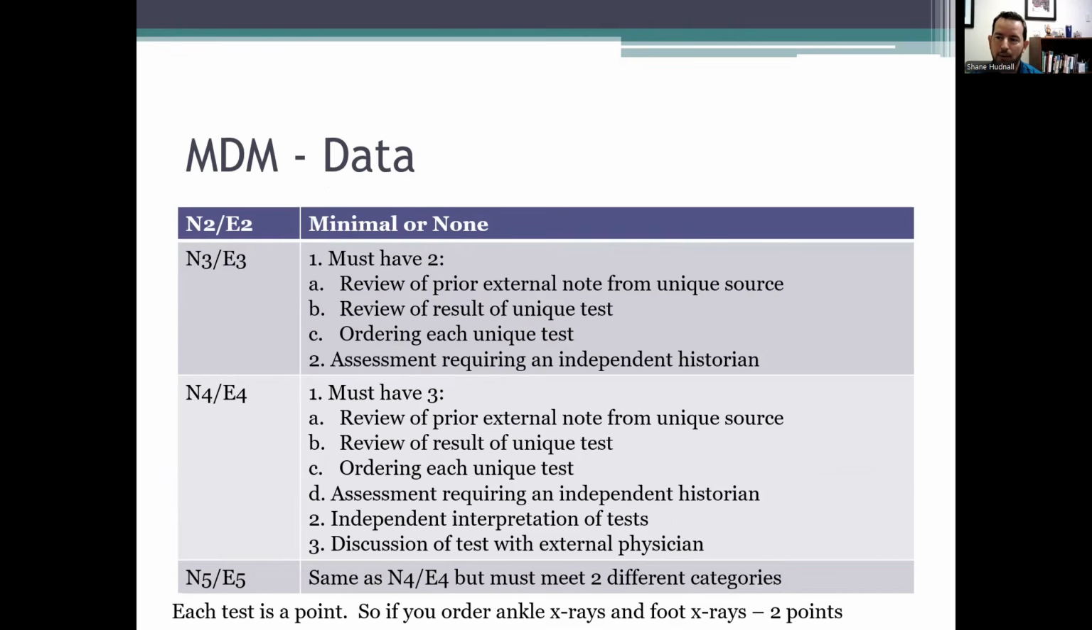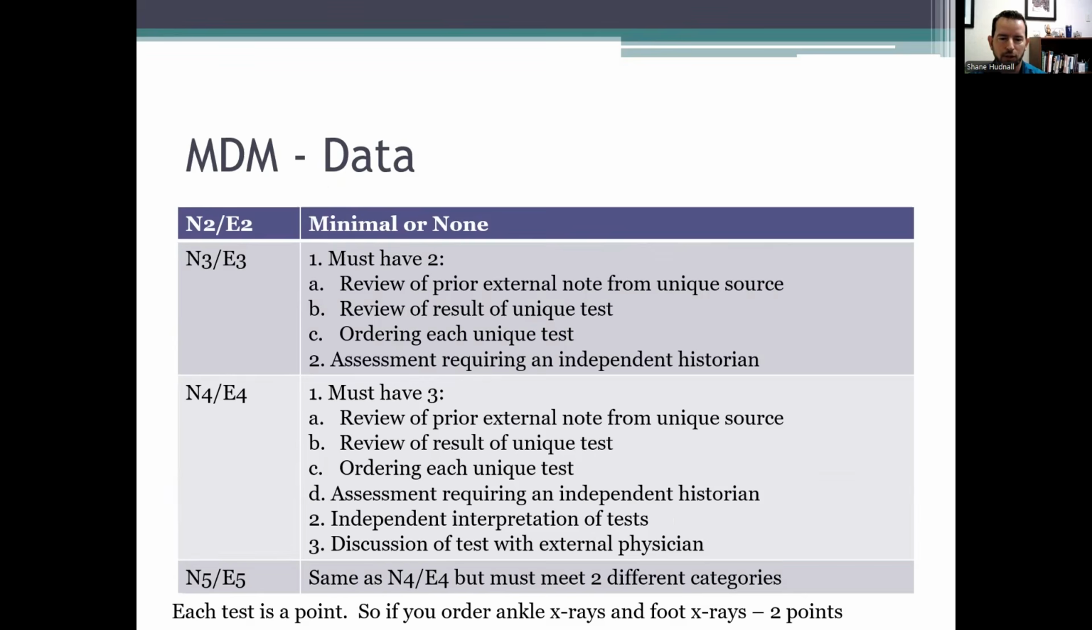There are two other things that would automatically get you a level 4. So if you were looking at an X-ray or an MRI or something that someone else had ordered, and you're independently evaluating that and giving your opinion and your read on it, that gives you a level 4. And if you say you call the radiologist to discuss the case with them and ask them to look at something, that also gets you a level 4, discussing it with an external physician. And then each test is a point too. So again, if you order ankle x-rays and foot x-rays, those are two separate things. They get you 2 points.